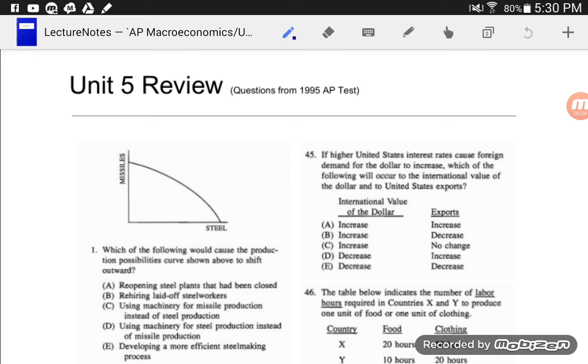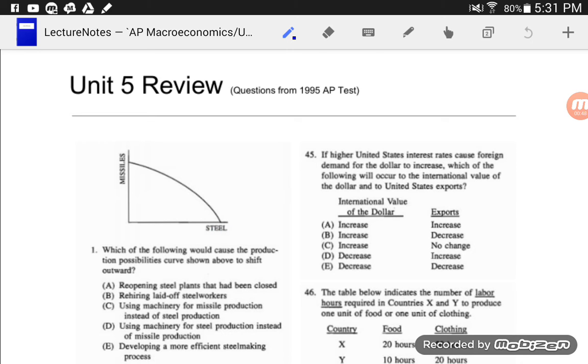So let's go through these multiple choice ones first. What we have here is a production possibilities frontier. Sometimes you'll see these where it talks about consumption goods versus capital goods, and of course if you invest more in capital goods, that's machinery, and that might in the future lead to more production. But when we're talking missiles or steel, they're just two goods.